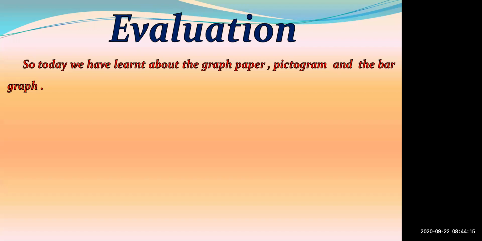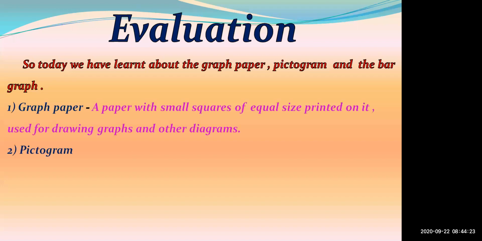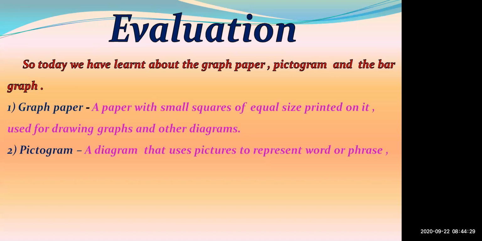Yes, and what is a bar graph? First, the definition of graph paper, you know. In the introduction only we have seen what is graph paper: a paper with small squares of equal size printed on it, used for drawing graphs and other diagrams. What is the definition of pictogram? A diagram that uses pictures to represent a word or phrase, amounts or number of a particular thing.